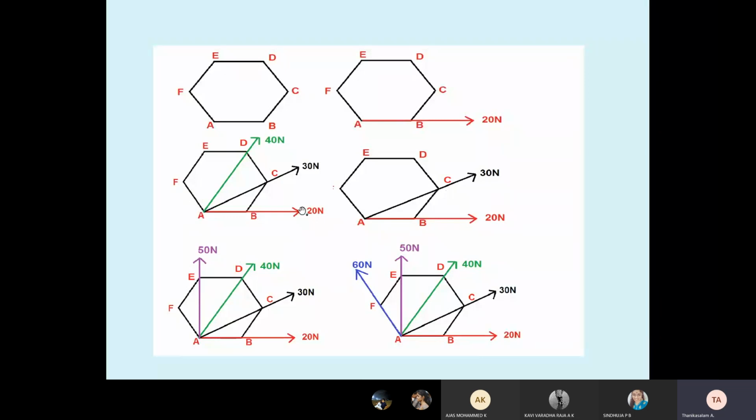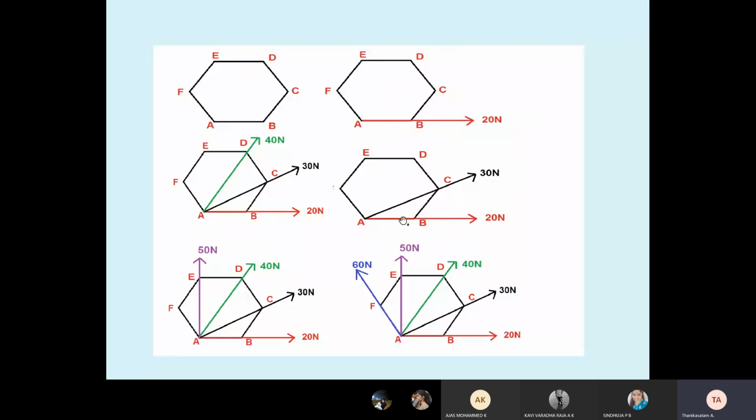E. You see the clockwise diagram. See all the diagrams clockwise: first diagram, second, third, fourth, fifth, sixth. First, the hexagon: I have taken the starting point A. Generally you know the first point is A. As per the statement, all the forces go from one point to the other points. So from A to first B, the 20 Newton goes.